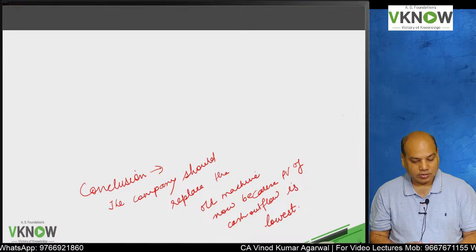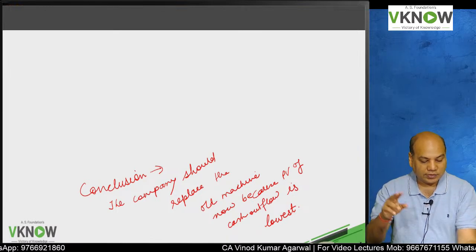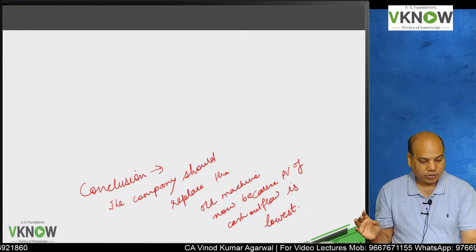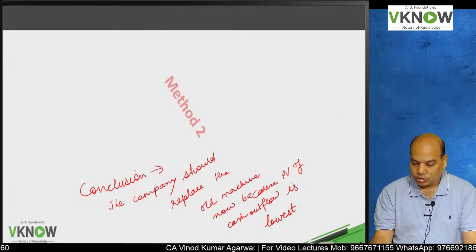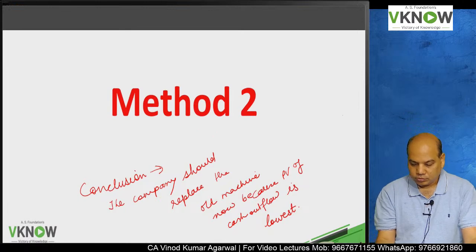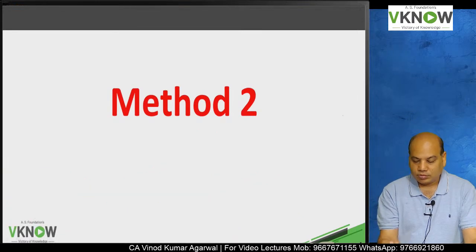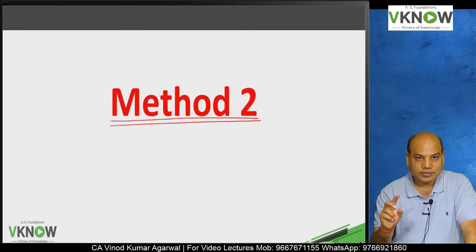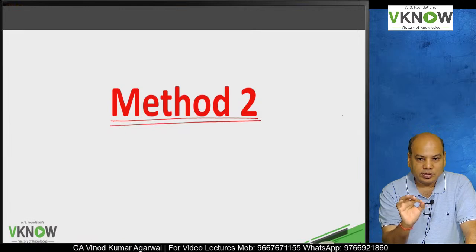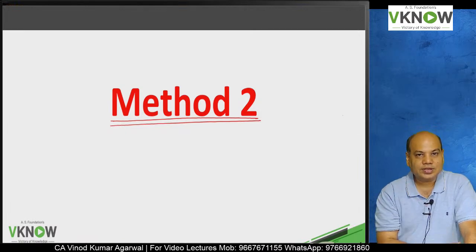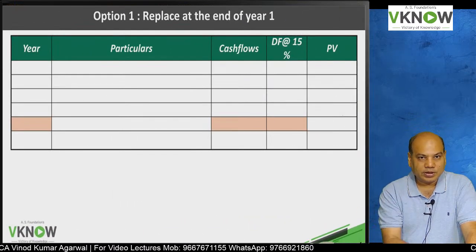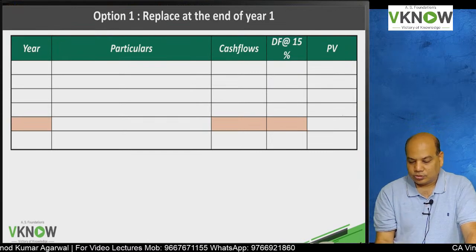This is method 1, which is also printed in the book as alternative 2 answer. Can you see that? Alternative 2. Okay. Now I am going to solve the same question one more time by method 2. You will be convinced that method 1 and method 2 generate the same conclusion. Then in the exam you have a choice. You can solve by method 1 or method 2. So write down method 2.